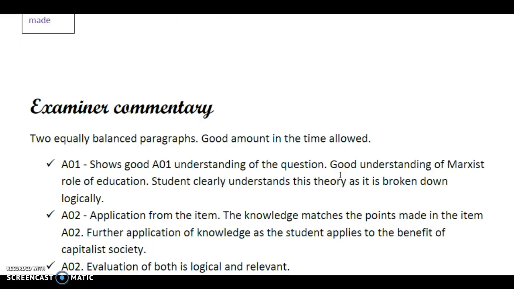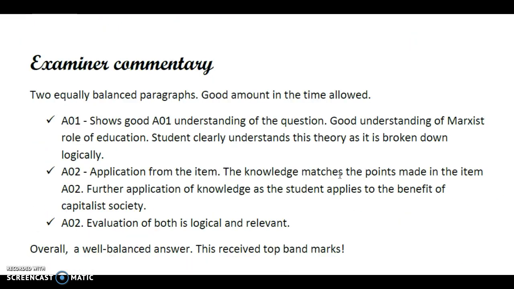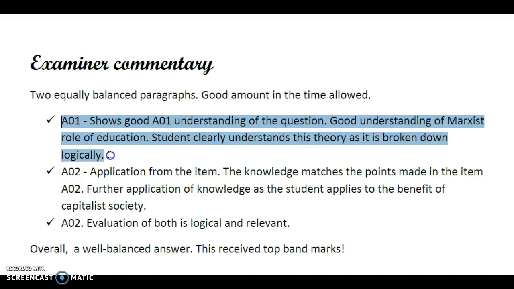Okay. So overall, this student has worked really, really hard in timed conditions to produce a logical answer which answers the question. Okay, so as an examiner myself, the commentary that I make is that the student has done pretty well in the time allowed. It has showed good understanding of the question. They've talked about roles or functions of education. They have good understanding of Marxist viewpoints. The student clearly understands this theory because it's broken down logically, understands how it fits together.